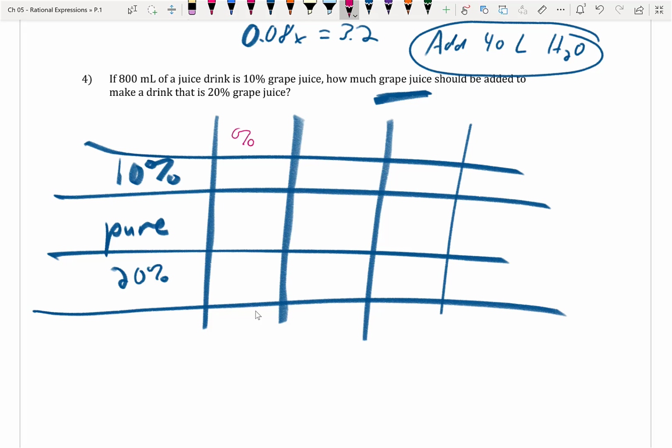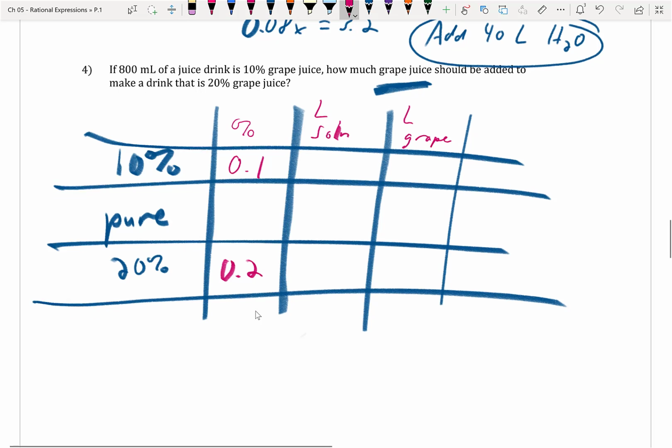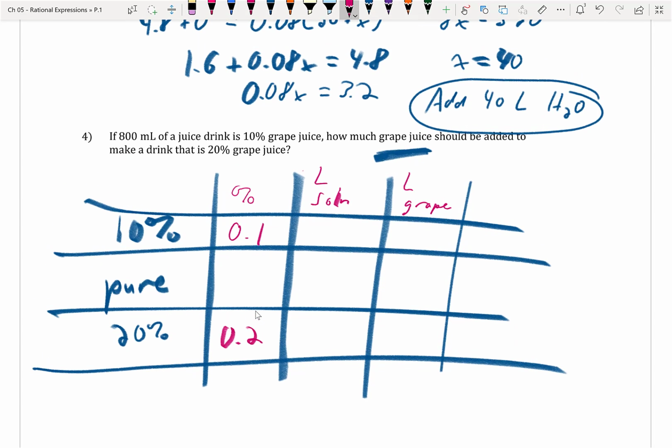We'll simplify this. Percent, liters of solution, then liters of grape juice. I'm going to put everything down that we already know, 0.1, 0.2, 800 mils. Oh, let's not do liters, let's do milliliters. Change my units down. 800 of 10%, and X of the pure. Solution. SOLN is the abbreviation for solution.